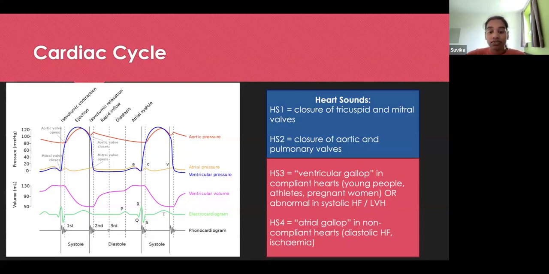Okay. Heart sound 4 is mainly found in non-compliant hearts, so more diseased or pathological hearts, and it's called the atrial gallop. So it's to do with the resting phase of the heart, hence why it's found in diastolic heart failure or ischemia, where the heart is deprived of oxygen.